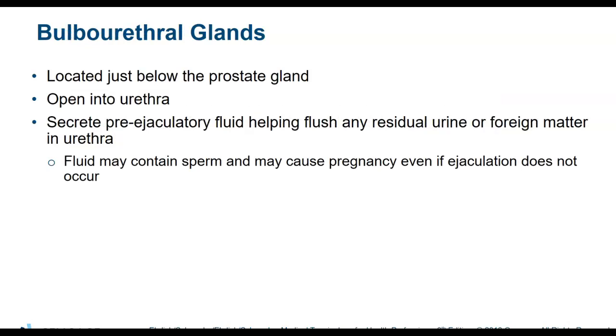The bulbourethral, boy, I'm not saying that right, glands are located just below the prostate. Again, they open into the urethra. They secrete a pre-ejaculatory fluid, and that is there to help flush any residual urine or any type of foreign matter that may be in the urethra.